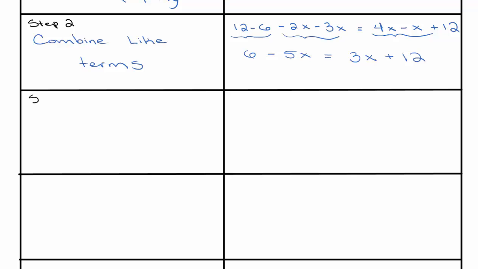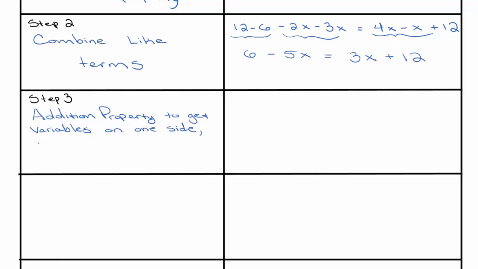All right, step 3. Step 3 is we're going to use the addition property to get variables on one side and constants on the other side.